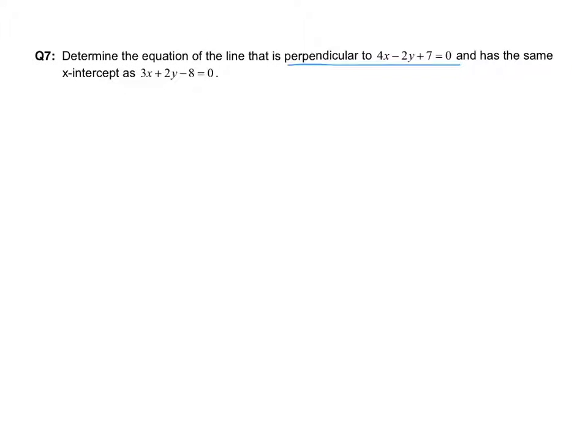So I'm going to need the slope. So this one we need the slope of this line, and then we want to find its negative reciprocal, and that will be the slope that I want to use. It also has the same x-intercept as this one, which means I'm going to need the x-intercept just like we did in the last one.